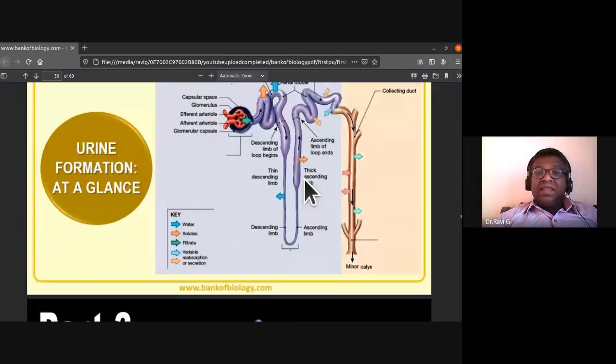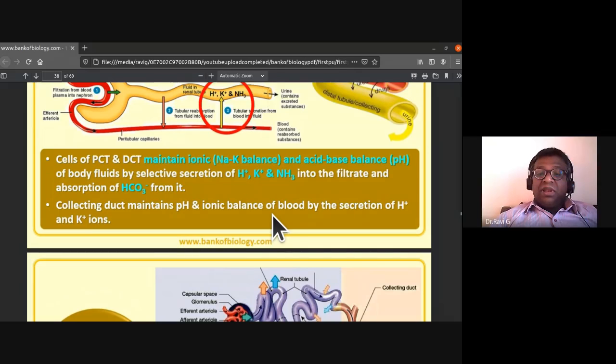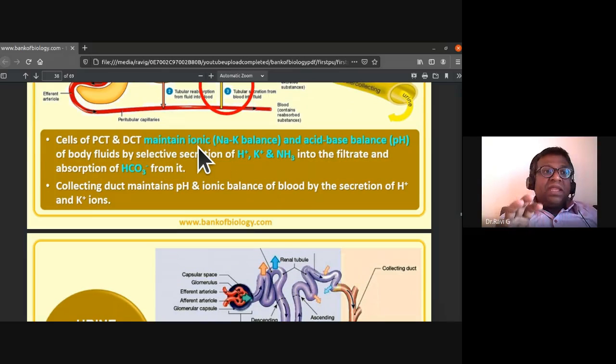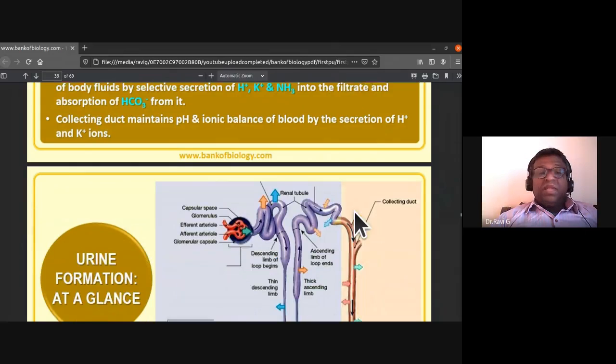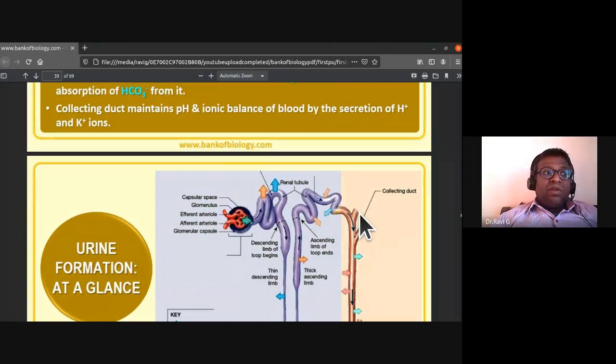Then there is tubular secretion, wherein the cells of the proximal convoluted tubule and distal convoluted tubule maintain the ionic balance, that is sodium potassium balance, and the acid base balance, that is pH of body fluids, by selectively secreting potassium ions, protons and ammonia into the filtrate, and absorbing the bicarbonates, that is HCO3 minus, from it. The collecting duct also maintains pH and ionic balance of blood by secretion of protons and potassium ions. So that is how they maintain the pH and ionic balance of blood.